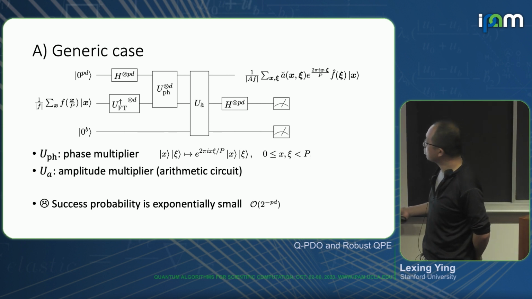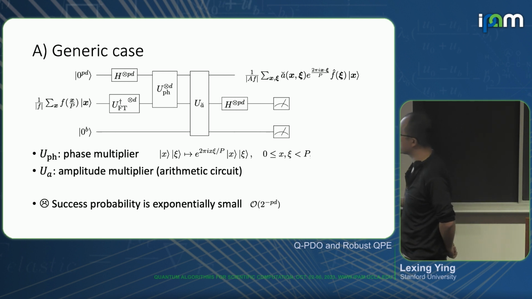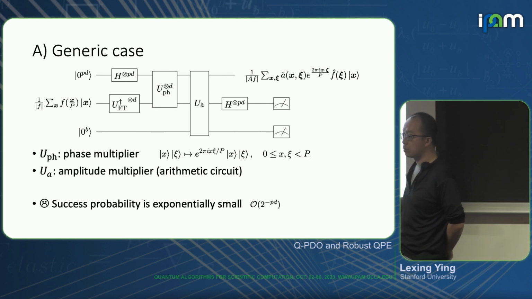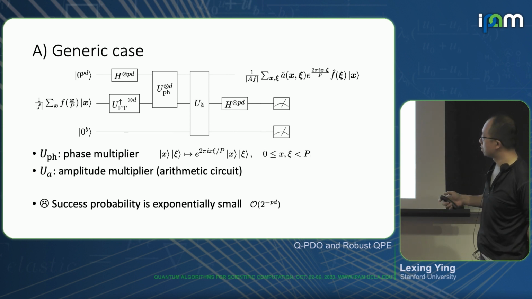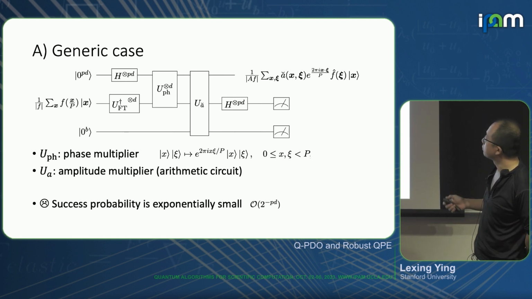Now, the amplitude multiplier at this point is done by using arithmetic circuits. So it depends on your taste. Some people will say it's quite explicit, but for me, we would like to be more explicit. So this is one thing that we will try to improve.